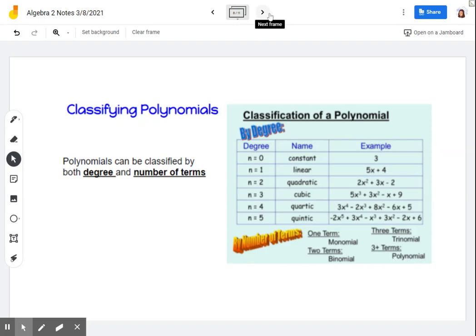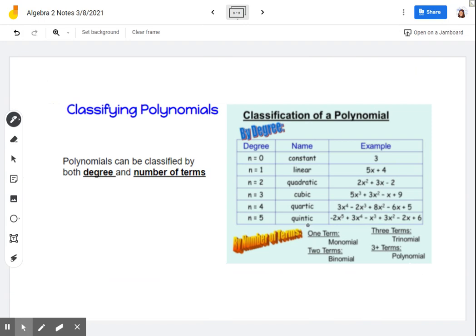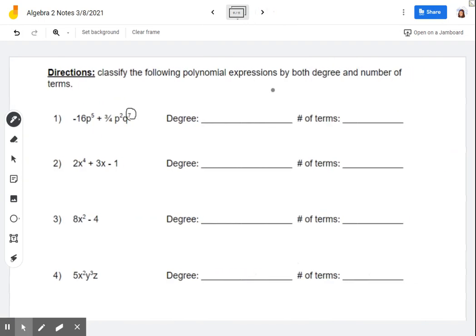So let's take a look at the examples on the next page. So here we're going to classify each one of these expressions by its degree and its number of terms. So the highest degree here, if I'm looking through, I see a 7 as my highest degree. So a 7, if we look back, we don't have any special names after 5. So we're just going to call it by the number that we see. So here our degree was a 7. So this is just going to be a 7th degree polynomial.